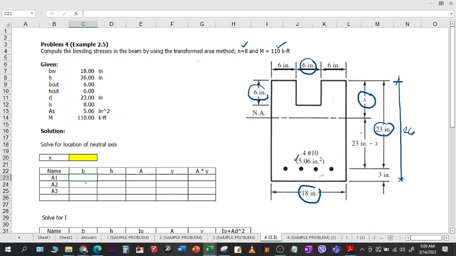For area 1, let me consider this one as my area 1, area of concrete without the void. Area 1 is B times H, but the H is your X. So let me link this one here, and then H is, we don't know yet, that is your X. So let me link this one to this cell. This one is still a temporary value because we don't know yet the value of X, and Microsoft Excel is gonna compute for X after we have placed all the formulas.